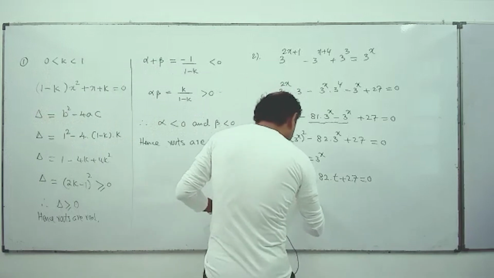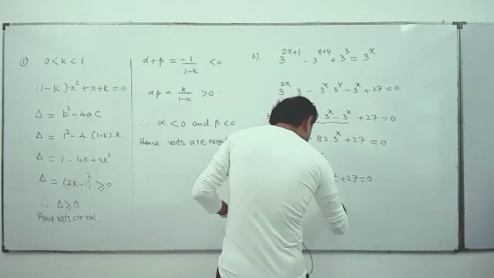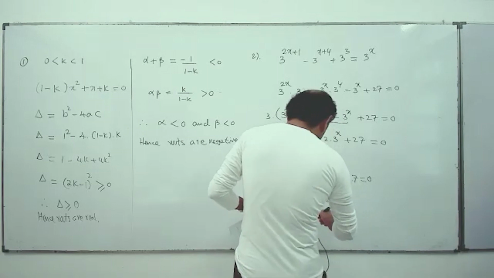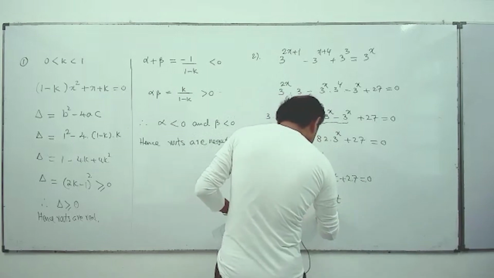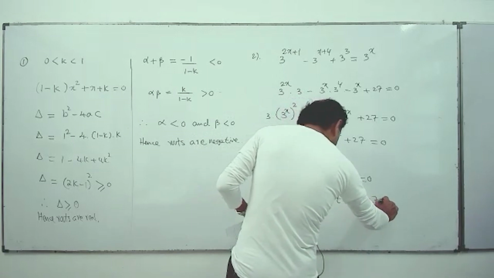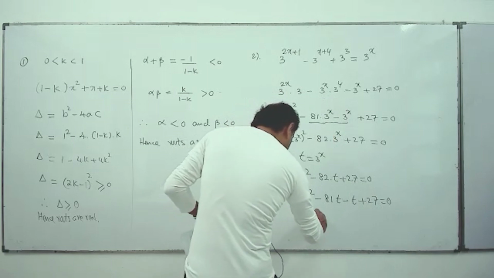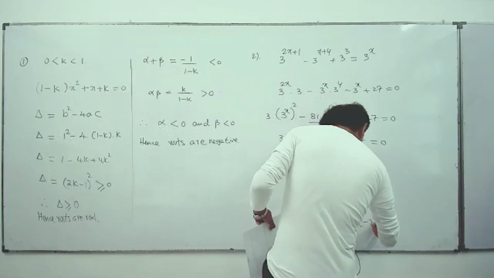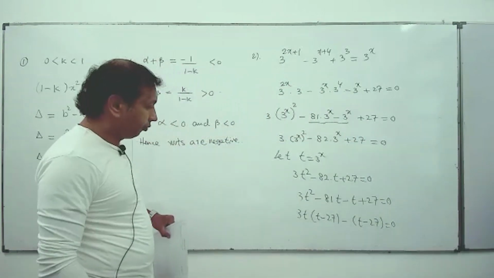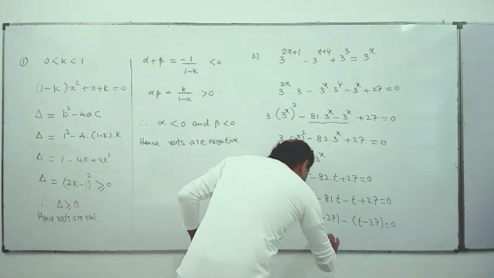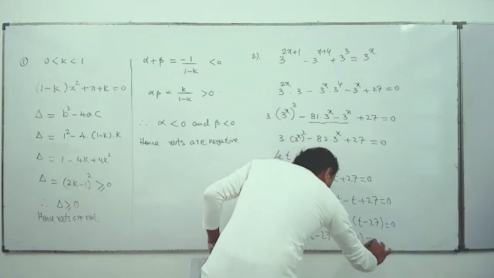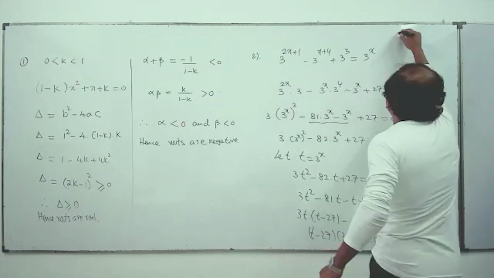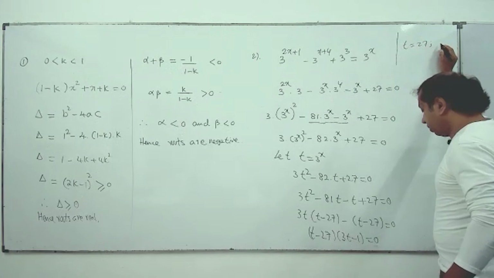What are the factors there? We can write this one as 3t squared minus 81t, minus t, plus 27. Take here 3t out: 3t times t minus 27, minus t minus 27, equals 0. Then you can factorize: t minus 27 times 3t minus 1 equals 0. Then you can find two answers for t. T is 27, t is 1/3.